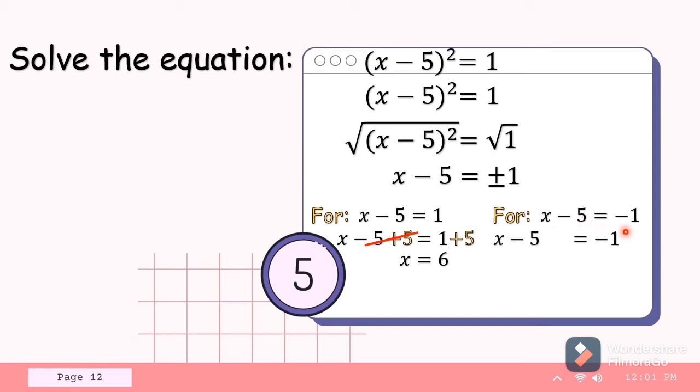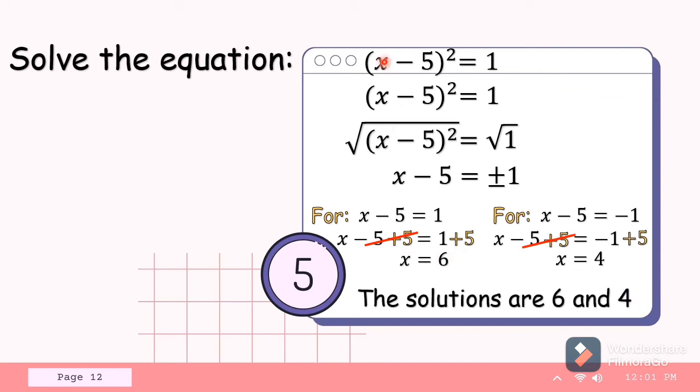Same process, let's eliminate negative 5 by adding 5 on both sides. So, negative 5 plus 5, that will become 0. Then, negative 1 plus 5, that will become positive 4. So, for the solutions of x minus 5 squared is equal to 1, we have 6 and 4.